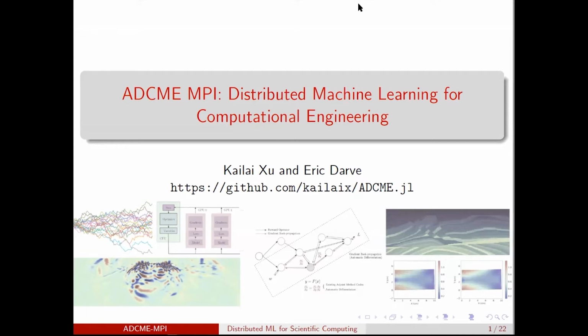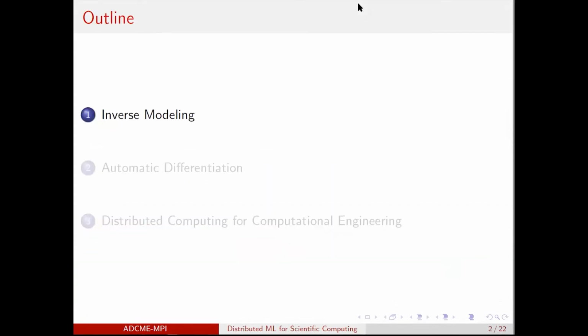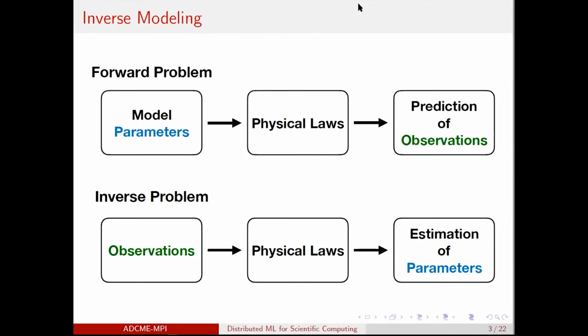Thank you. Today I would like to talk about my work on ADCME MPI, which is for distributed machine learning for computational engineering. My talk will be divided into 3 parts. In the first part, I will give a short introduction to what inverse modeling is. In the second part, I will describe the technique of automatic differentiation. And in the last part, I will introduce the distributed computing technique in ADCME for computational engineering.